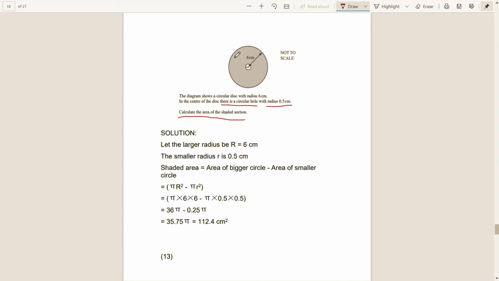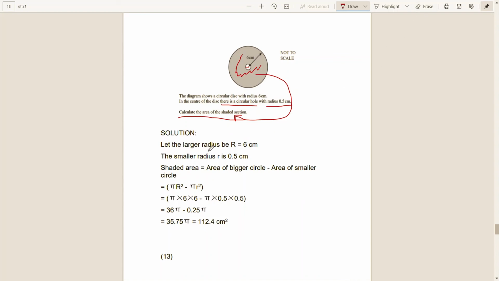If we subtract the area of this smaller circle from the area of this bigger circle, we get this part, which is the gray part. The gray part is the shaded area, we know. Let's solve it.